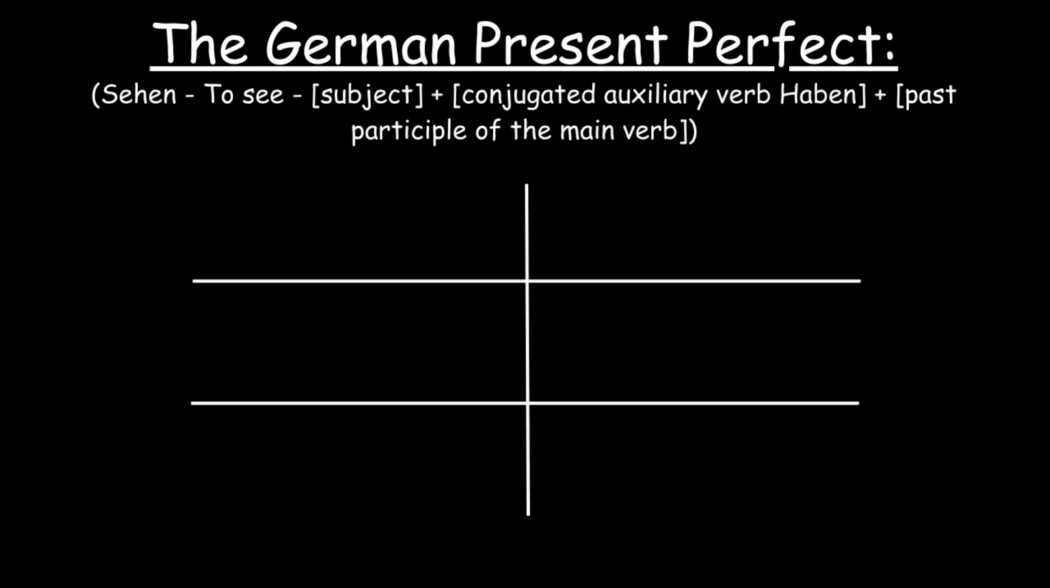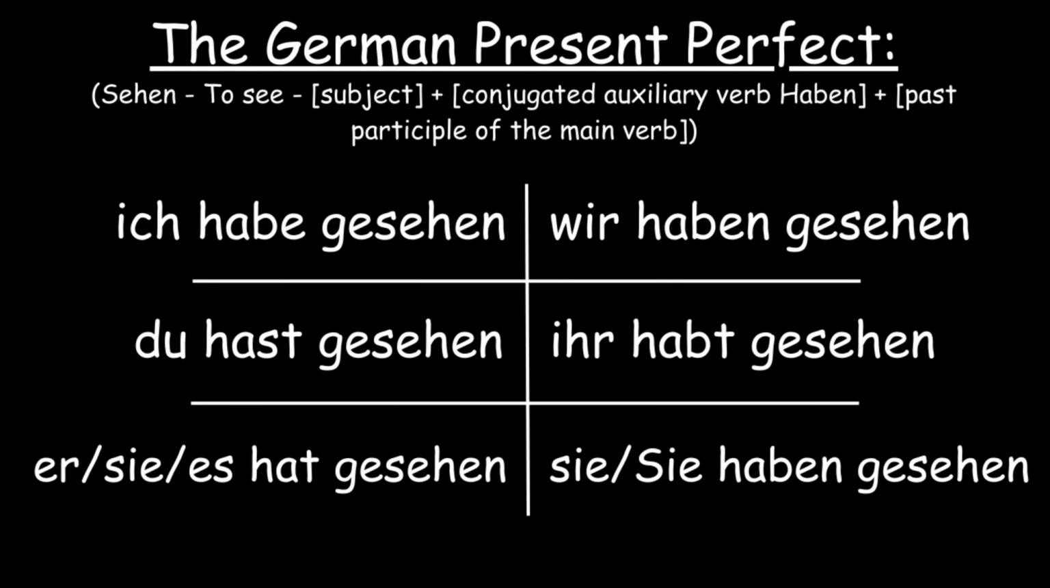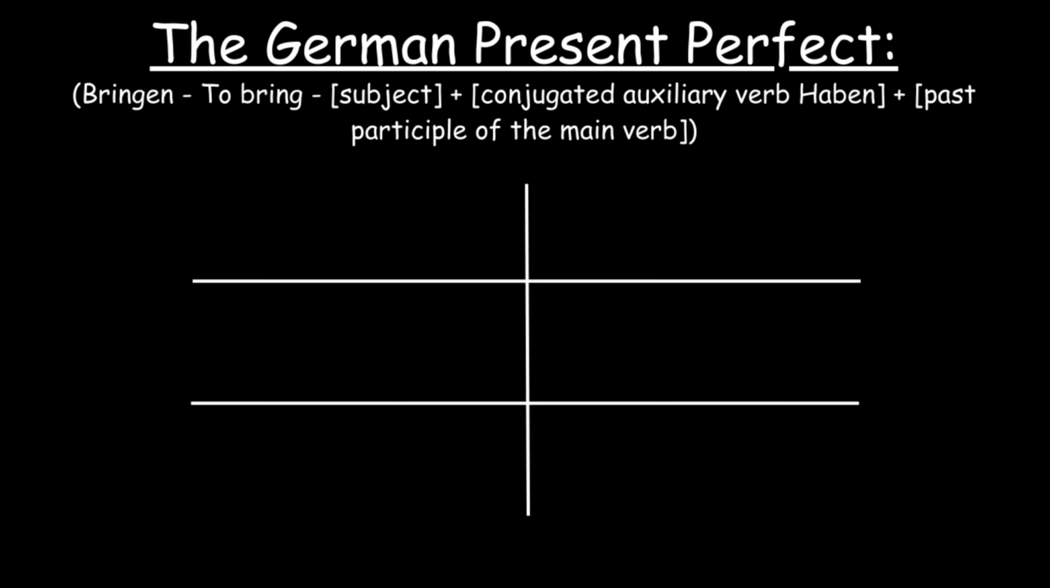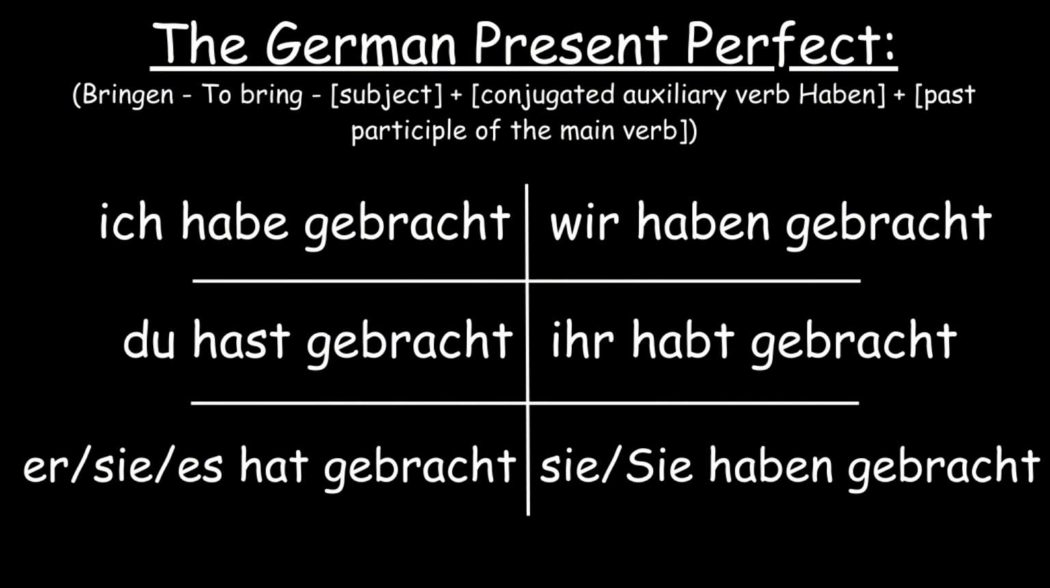Now, let's use an irregular strong verb, like sehen, which will have a different past participle. Ich habe gesehen. Du hast gesehen. Sie, es hat gesehen. Wir haben gesehen. Ihr habt gesehen. Sie haben gesehen. A different verb is bringen, which is a mixed verb, having a different past participle. Ich habe gebracht. Du hast gebracht. Sie, es hat gebracht. Wir haben gebracht. Ihr habt gebracht. Sie haben gebracht.